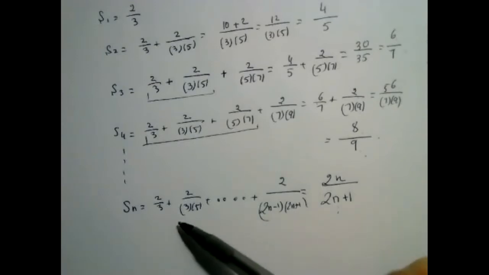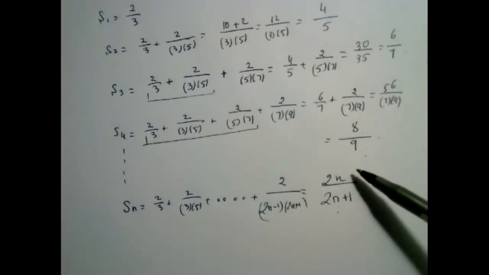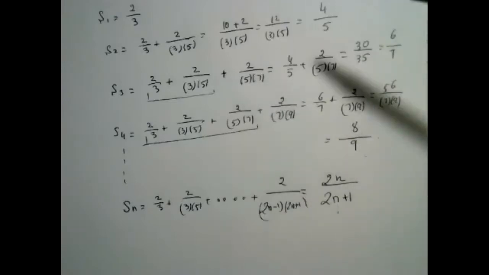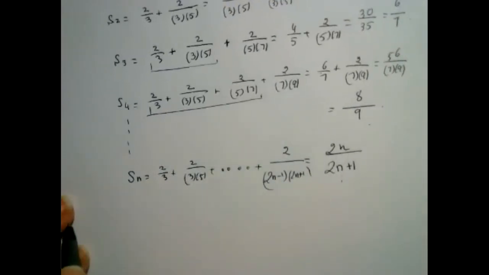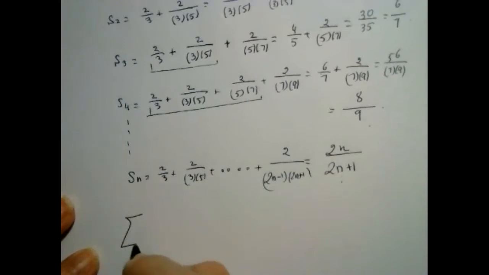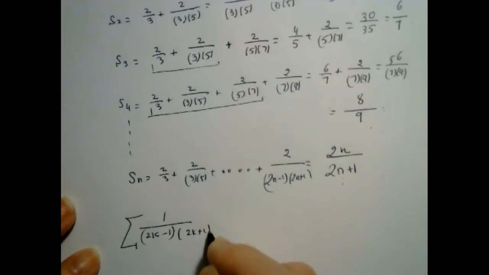So if I've added the first 100, I get 200 over 201. The first 1,000, 2,000 over 2001. So if I keep adding those terms, that's really what I get. So that's the formula for Sn. So now what's the sum itself? What is this whole sum equal to?